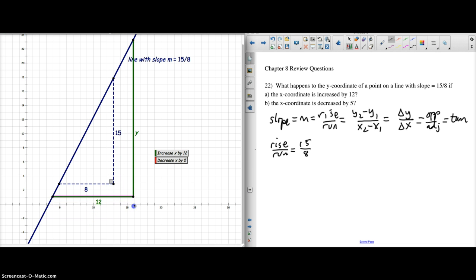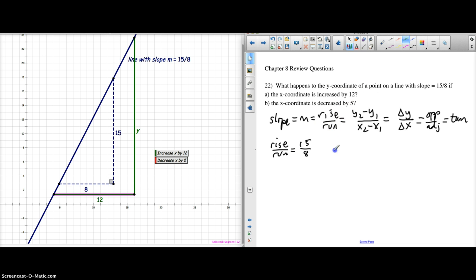And to solve this, it's quite easy. You just do a ratio, and I would stick with this rise over run. So let's use green for this one. You have a y that you want to find. You have a run of 12. And you know on this line, the ratio of rise to run, the slope, is 15 to 8. Solving that, you get 15 times 12 over 8. And you cancel the 4's. And what you find is that a run of 12 is associated with a rise of 45 over 2. That would be this length for that run of 12.